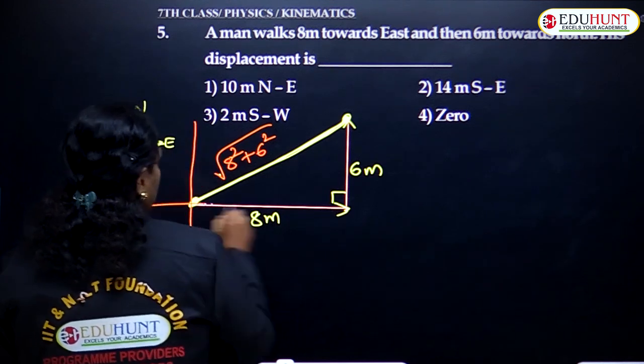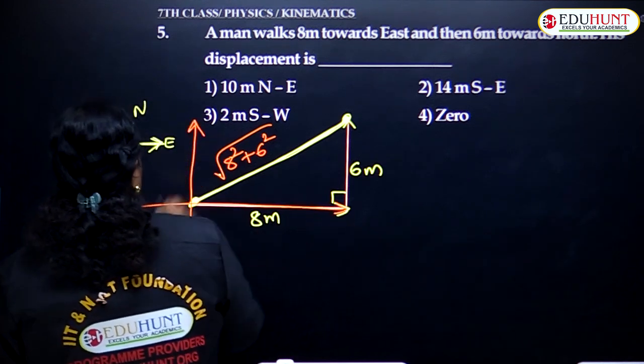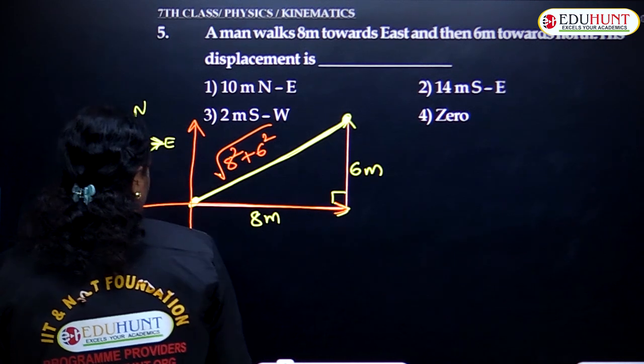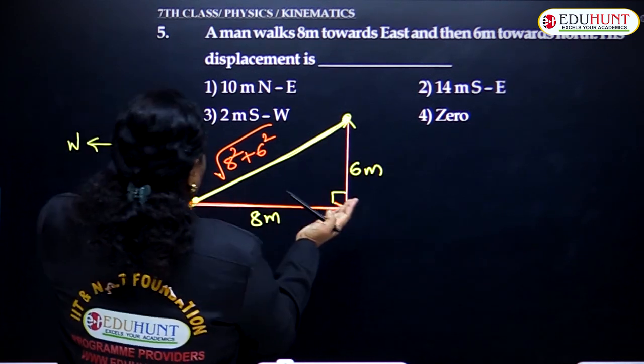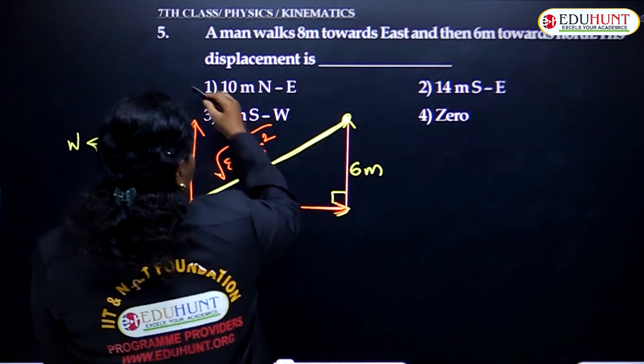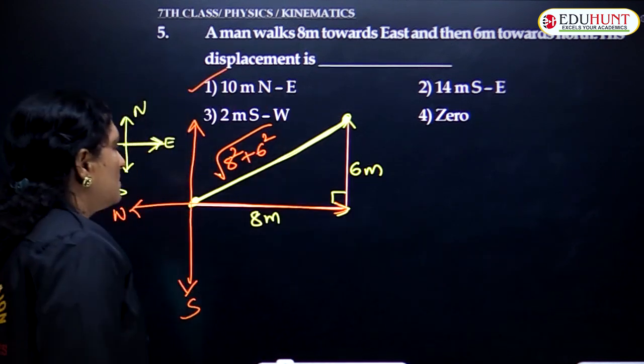Let us suppose this is east, this is north, this is west and this is south. So which direction is it heading? This is in between north and east. So this is the northeast direction. So what is the answer?